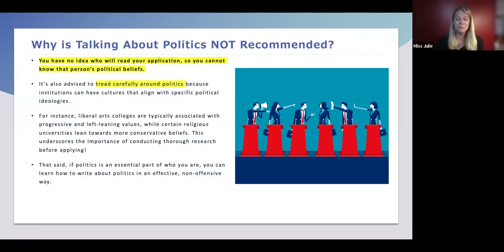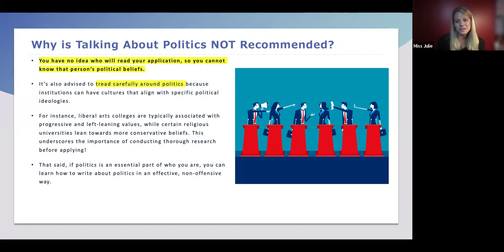First thing that is most important is you have no idea who is reading your application. You don't know their name. You don't know how old they are. You don't know if they're male or female, right? You don't know who's reading your application. So you cannot possibly know that person's political beliefs.